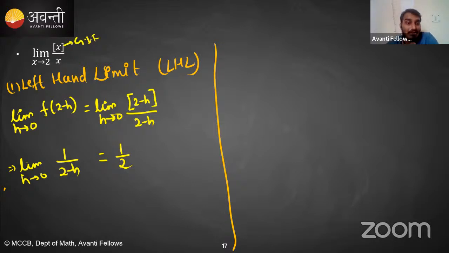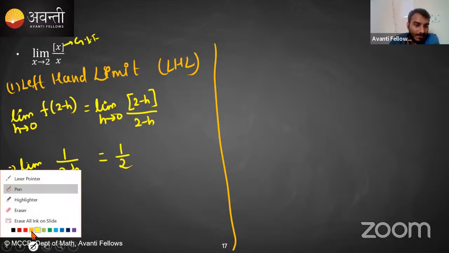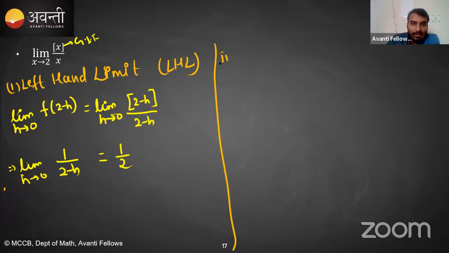Is this clear? Left hand limit, how do you find it? Simple, just replace x with a minus h and start solving the question, usually with factorization or anything. Here, this is box of 2 minus h. We know that box of a value less than 2 is nothing but 1 only. So now, second is the right hand limit.